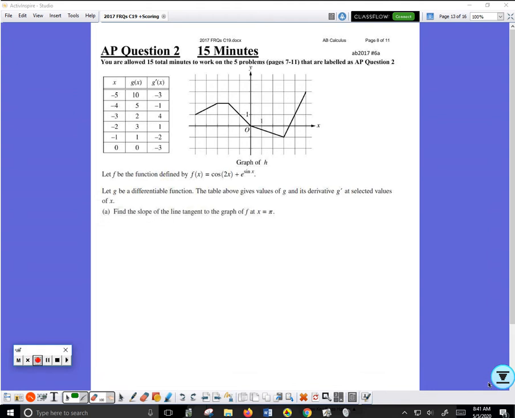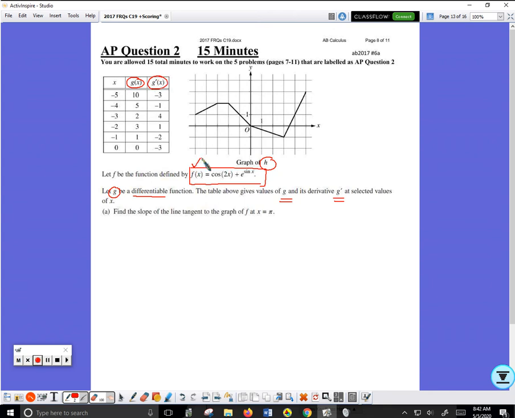Okay, let f be the function defined by this formula. So that's f. Interesting, this is the graph of h. Okay, let g be a differentiable function. Table above gives values of g and g prime. So key to note that this is g and g prime. Got a formula for f and a graph of h. Okay.